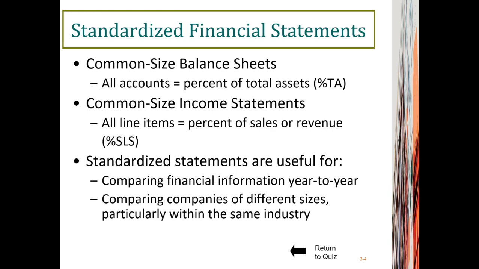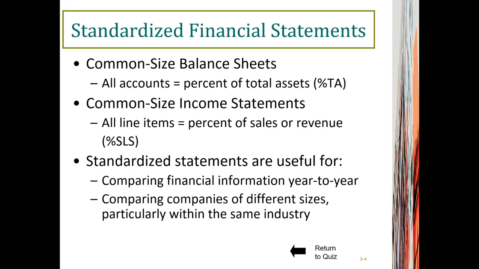And one very common and useful way of doing this is to work with percentages instead of total dollars. And the resulting financial statements are called common size financial statements. In the common size balance sheet, present all items in percentage of total assets. In the common size income statements, present all items in percentage of sales.